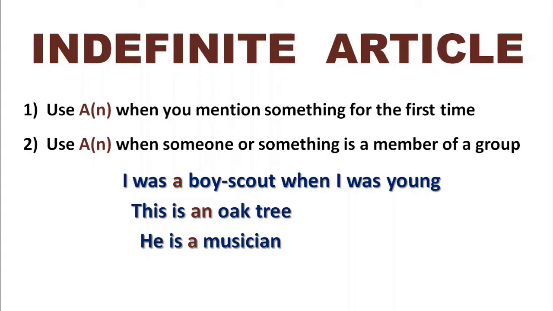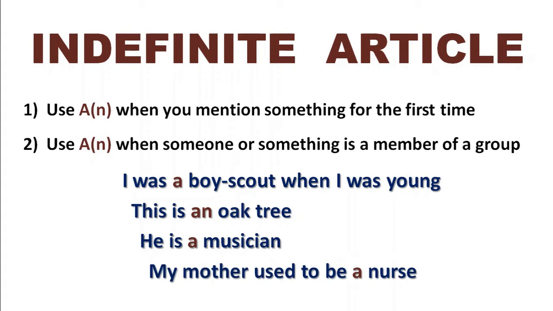He is a musician. And then the last one, the musician might be his job or it might be a hobby, but you use this also for people when we're talking about their jobs. So my mother used to be a nurse. She is a member of the group of nurses. So we use a or an when someone or something is a member of a group.